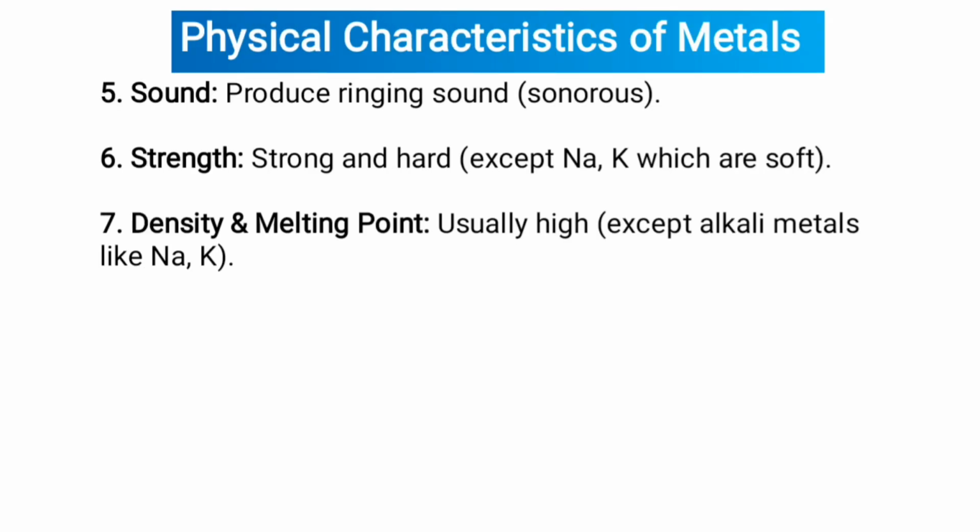And the fifth one is sound. Metals produce ringing sounds, they are sonorous. And the sixth one is strength. Metals are strong and hard except sodium and potassium, which are soft. And the seventh one is density and melting point. Metals usually have a high melting point and density except alkali metals like sodium and potassium.